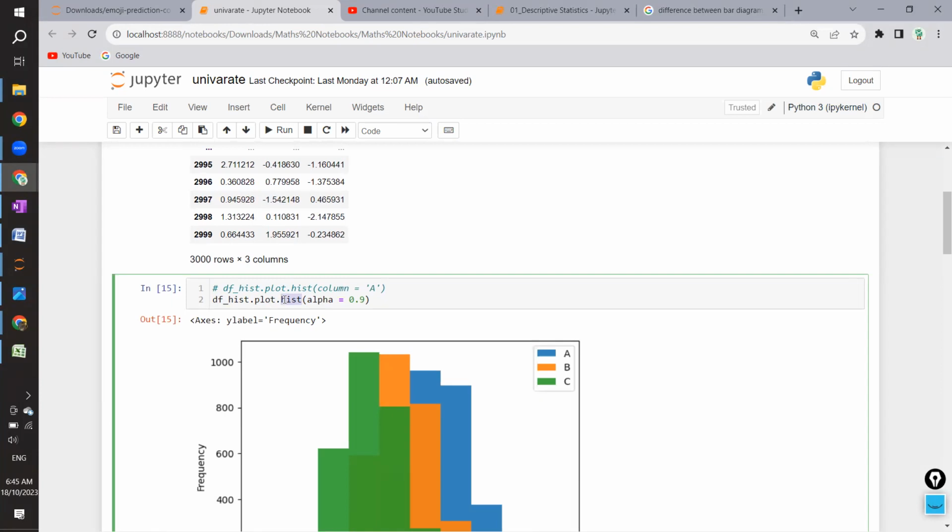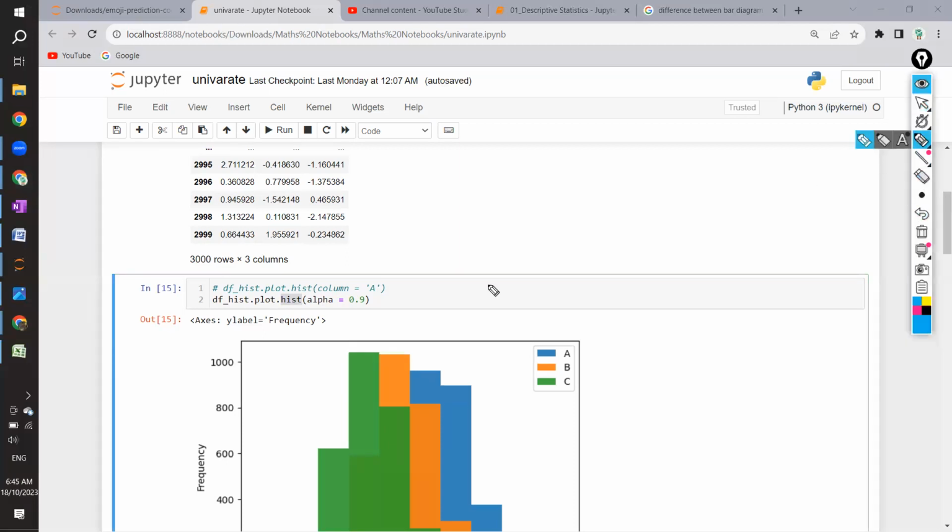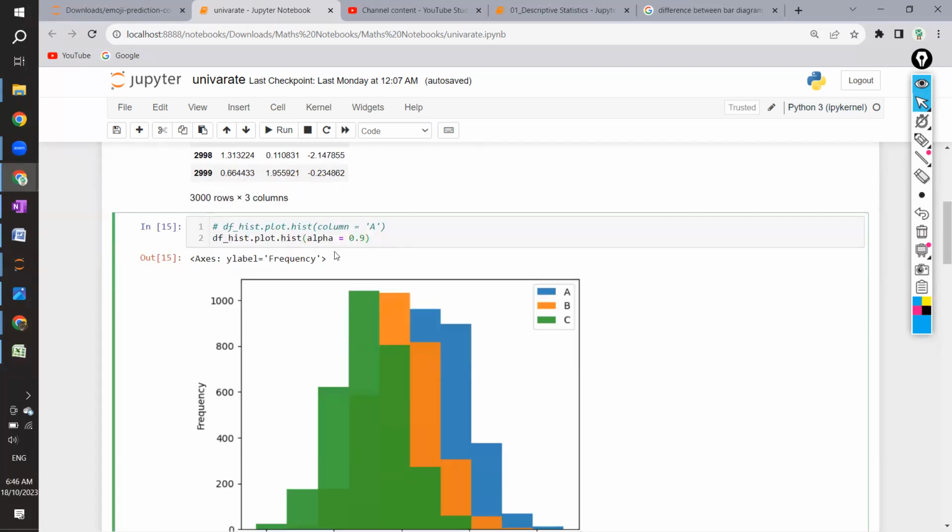Different packages. You can also use simple matplotlib to draw the histogram. Matplotlib is for visualizations only. You can use simple matplotlib for the graphs, or you can use something called seaborn, which we'll be seeing. Or the data frame itself also has some basic graphs, like histogram, bar graph, scatter plot. So now here, using the basic function df_hist.plot.hist. And what is this alpha, we'll see.